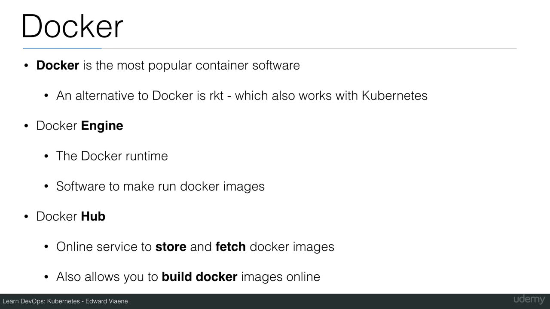The cloud providers themselves also have alternatives to Docker Hub. For instance, AWS has its own repository where you can save your Docker images. You can also run your own Docker Hub. You could run your own repository if you would like to.